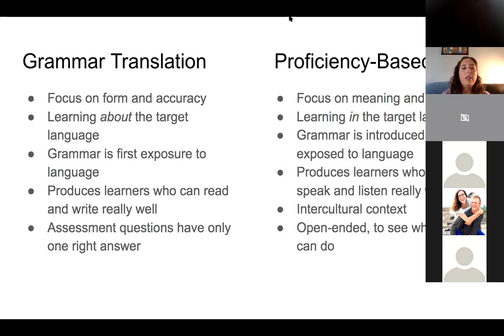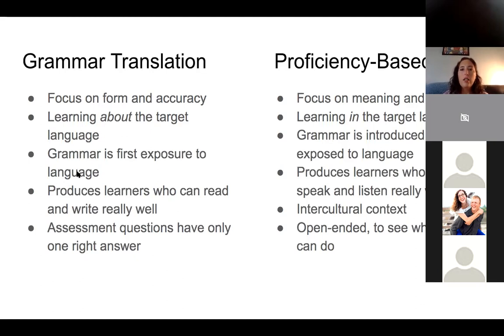So there are 2 main camps. One is the grammar translation camp and one is the proficiency based camp. I can tell you that I have been in both. I was taught the grammar translation, with a grammar workbook and textbook activities, conjugation activities. So this is more of a focus on form and accuracy, learning about the language that you're targeting. Versus proficiency based is more of a focus on meaning and fluency, and you're learning in the target language. This is where comprehensible input comes in.